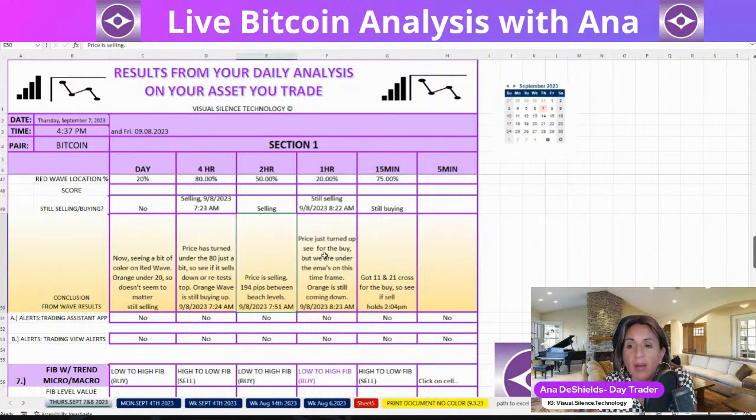And then on the 1 hour, price turned up from the bottom, oversold, to buying. But we are under the EMAs on this time frame. Orange is still coming down. The EMAs are above us, that 50 and that 200. So going against the current trend, obviously Bitcoin can do, but just keep that in mind. And then the 15-minute, we have the 11 and 21 EMA cross for the buy. So see if that sell still holds.